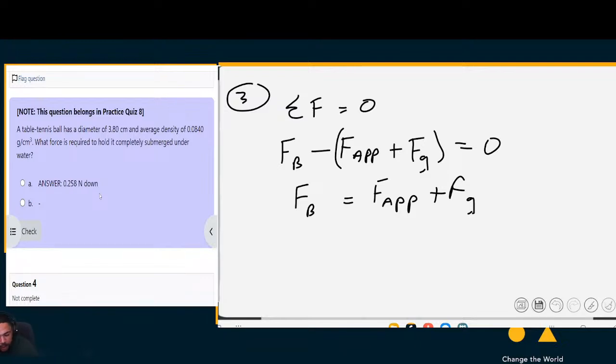Okay, so let's first work out how to calculate everything. Well, how do we calculate the buoyant force? We know that the buoyant force is just density multiplied by the volume of water displaced multiplied by g, the gravitational acceleration. The force applied is what we want, plus the force of gravity.